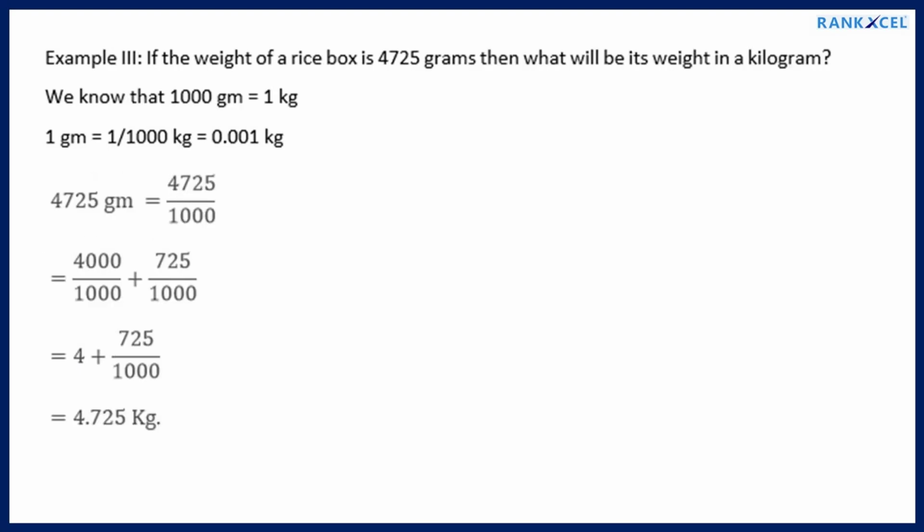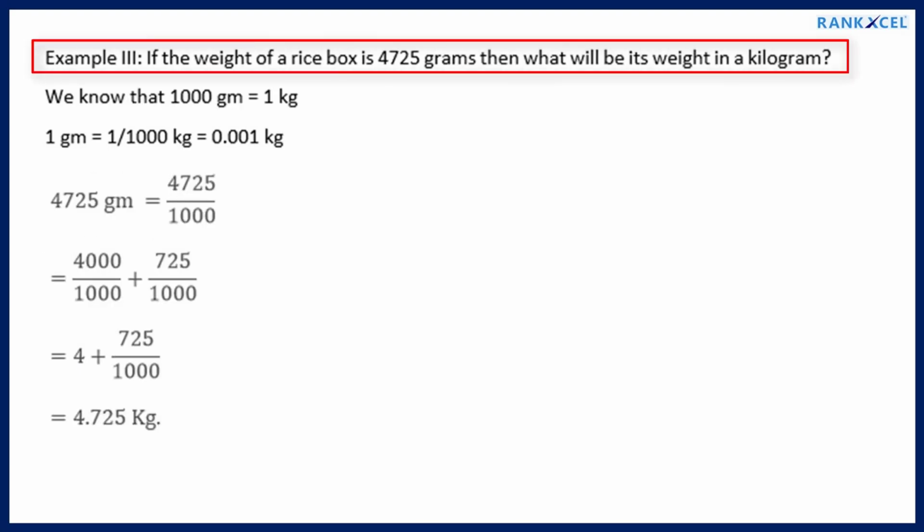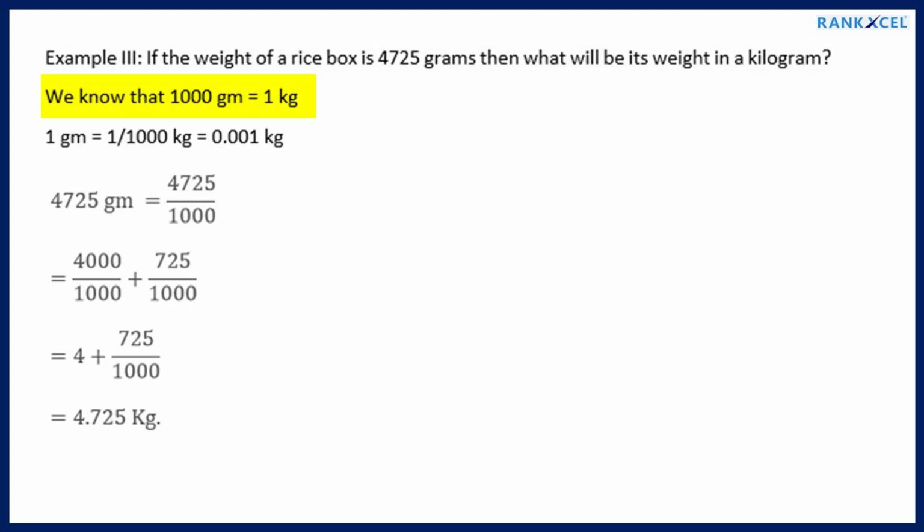If the weight of the rice box is 4,725 grams, then what will be its weight in kilograms? We know that 1,000 grams equals 1 kilogram. 1 gram equals 1 by 1,000 kilograms, which equals 0.001 kilograms.